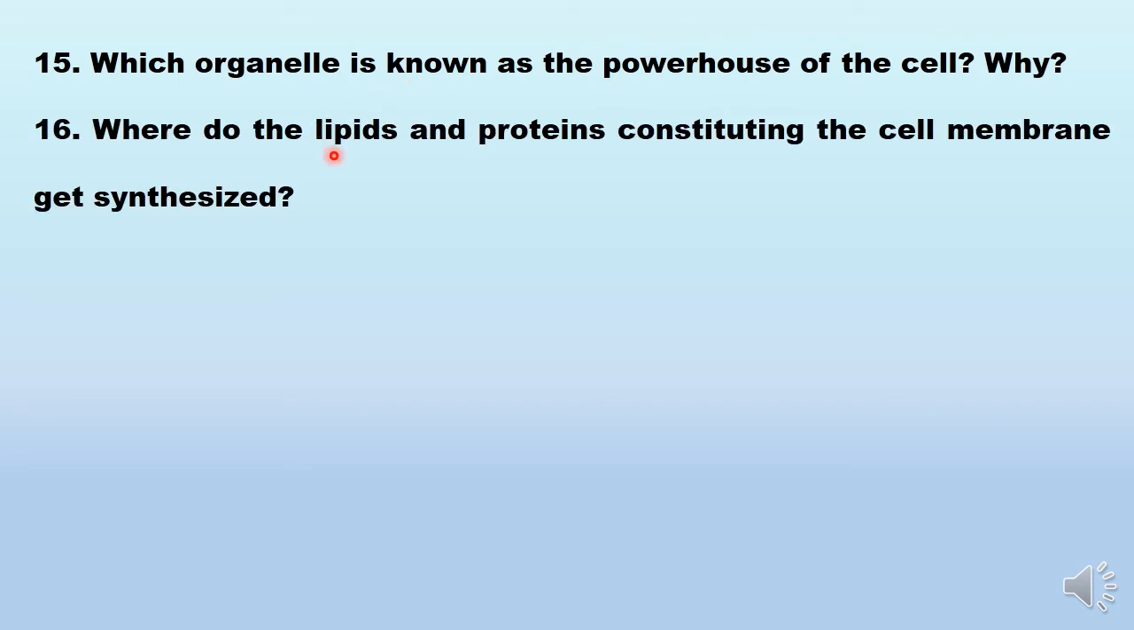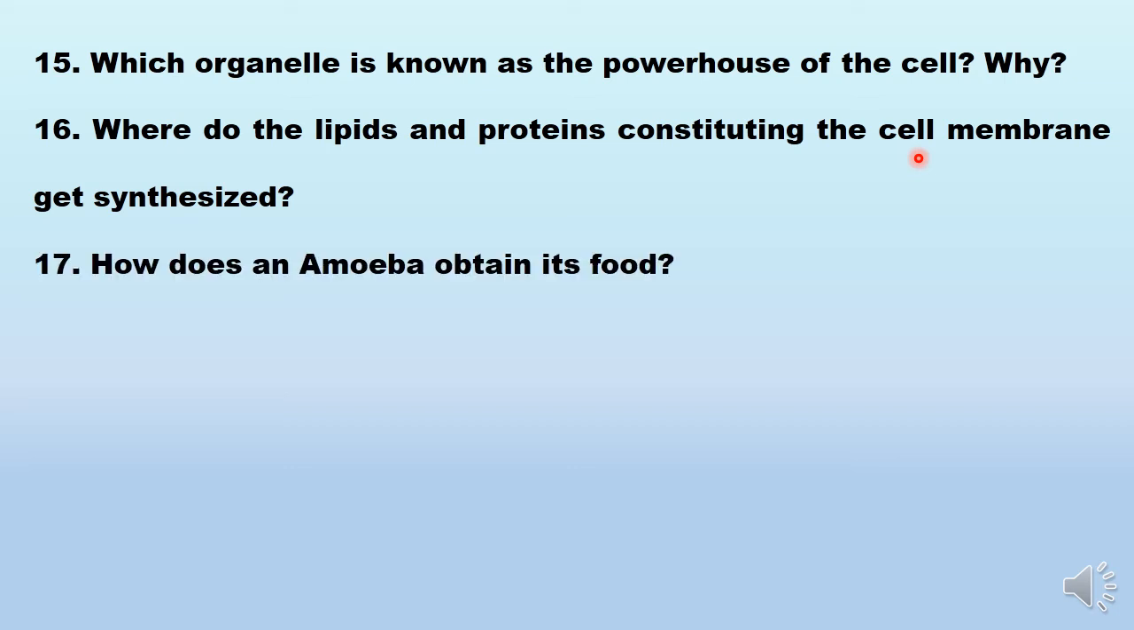Where do the lipids and proteins constituting the cell membrane get synthesized? So remember, lipids are synthesized in the smooth endoplasmic reticulum, and proteins, those specialized proteins which form the plasma membrane, are synthesized on the rough endoplasmic reticulum, and together they form the cell membrane. This process is also known as membrane biogenesis.